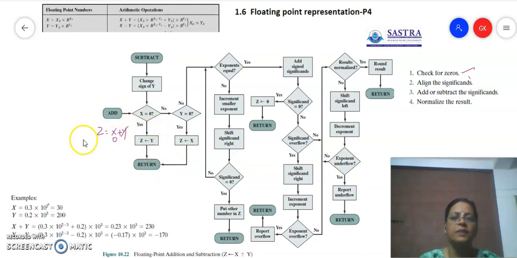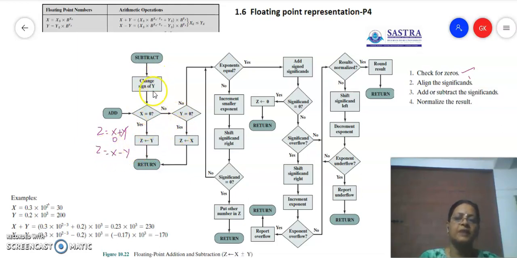In case it is going to be subtraction, z is equal to x minus y. Again we are checking if x is equal to 0, obviously the y answer will be given. For subtraction, we always implement it by 2's complement addition. Now if x is 0, the answer will be y. So change the sign of y, and then add. For 2's complement addition we have to change the sign of y and then we have to add. So that step is included here, and the answer will become y. Suppose y is equal to 0, the answer will become x.